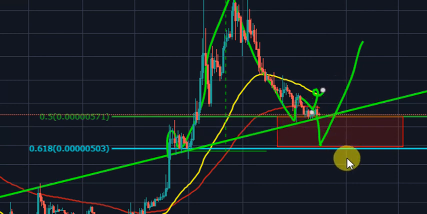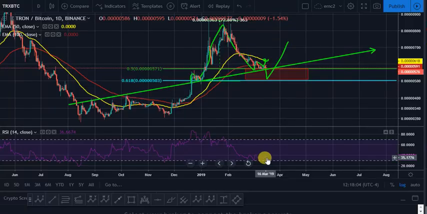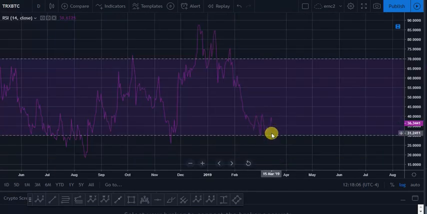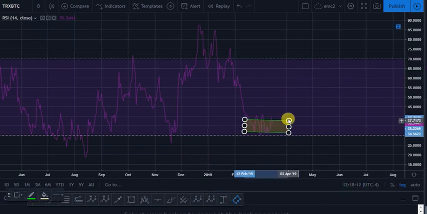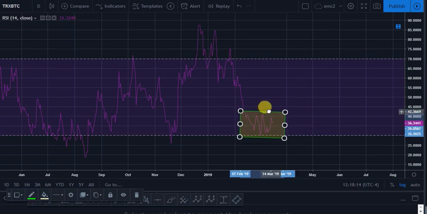Let's take a look at the RSI now. When you take a look at the RSI, it's not completely oversold, but it is good enough to say the RSI is oversold, right? And I'm going to show you another indicator to make sure whether your RSI is completely oversold or not. We're going to use the Heiken Ashi.